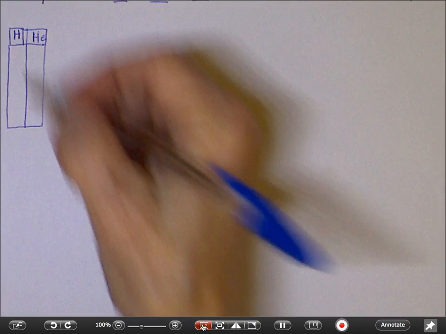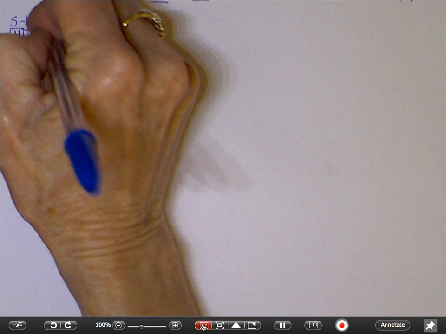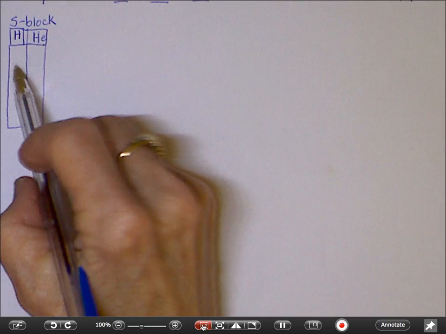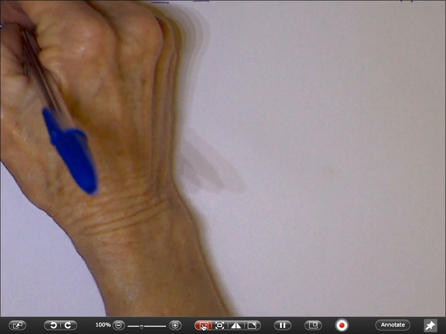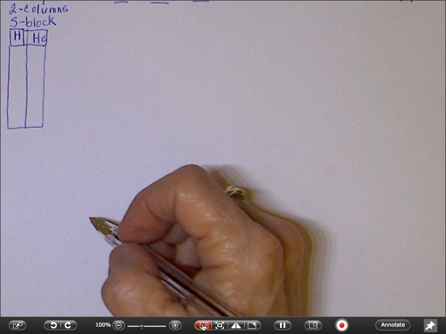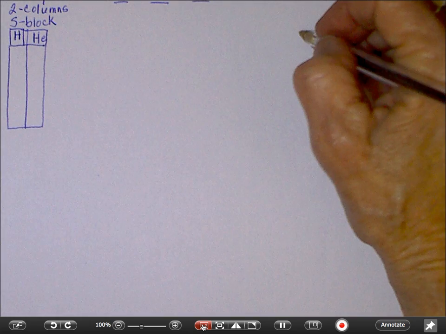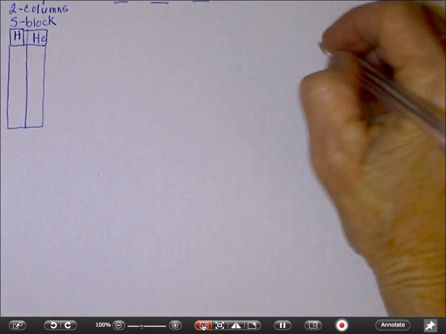Now then, this is called the S block. How many columns are in here? It's 2 columns. Everybody good so far? Now then, do you see how the S block is up and how the P block is up? And the D block is dropped down? So I'm going to go over here and create my P block over here.